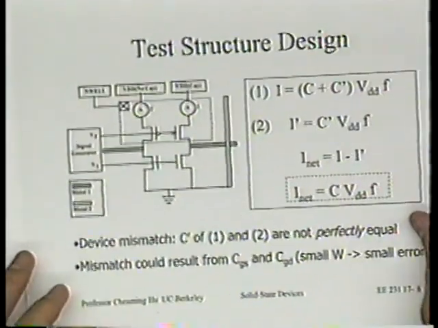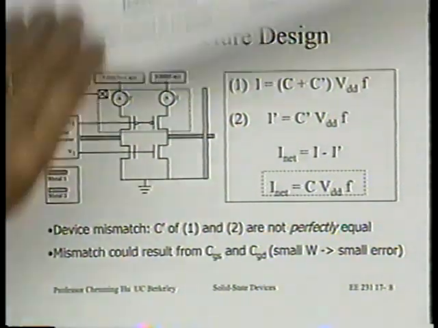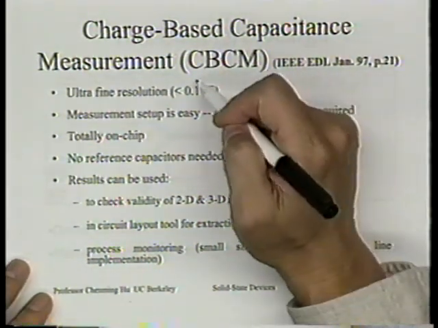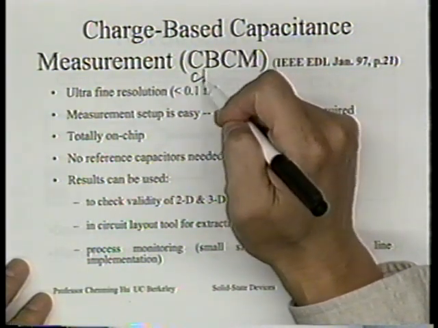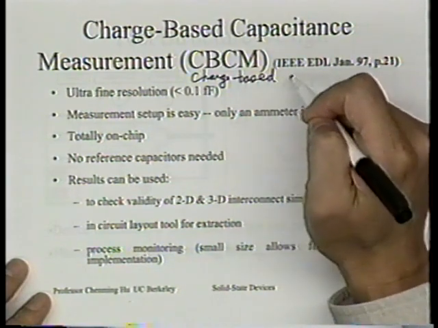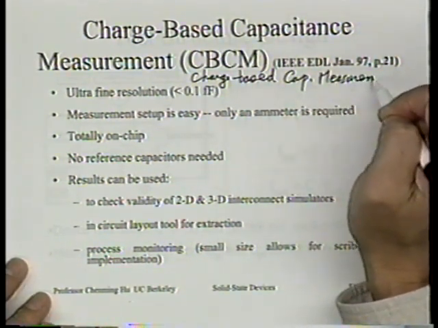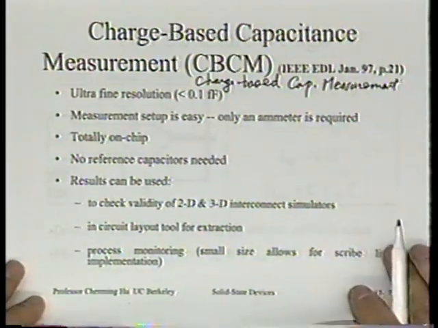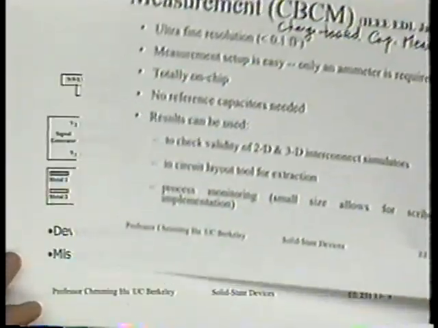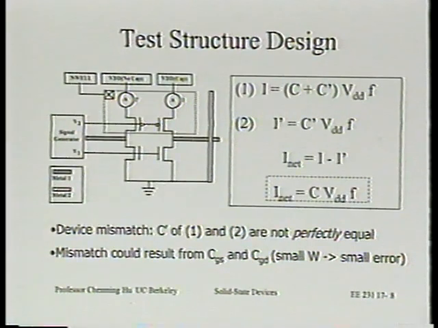Now, how is that done? Well, we call this a CBCM. We coined this name. It's a long name, but let me spell it out for you. It's called charge-based capacitance measurement. Now, how do we do this? I don't think this is in the reading material that I assigned, but if you're interested in this, you can look it up. It's done this way.